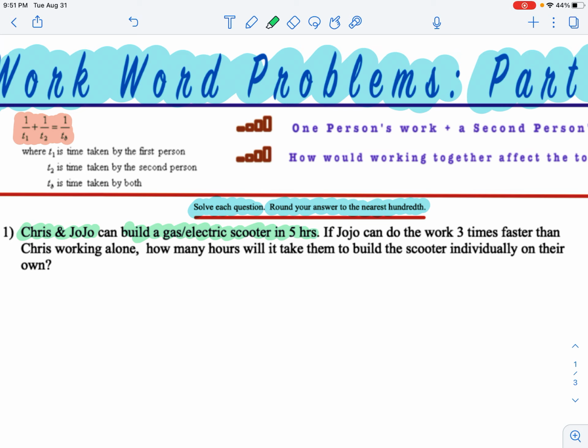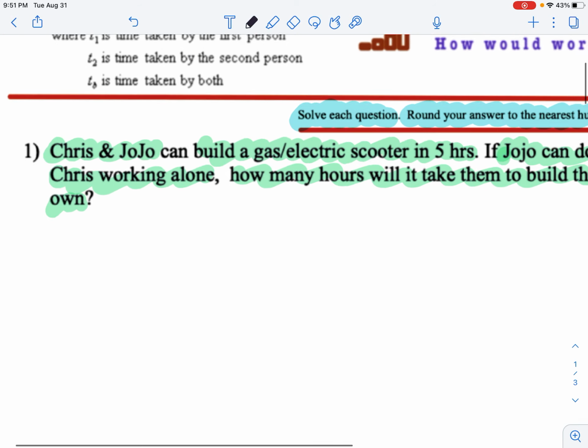Okay. Let's keep reading. If JoJo can do the work 3 times faster than Chris working alone, how many hours will it take them to build the scooter individually on their own? How long would Chris take by himself? How long would JoJo take by herself? And that's what we're going to find out.